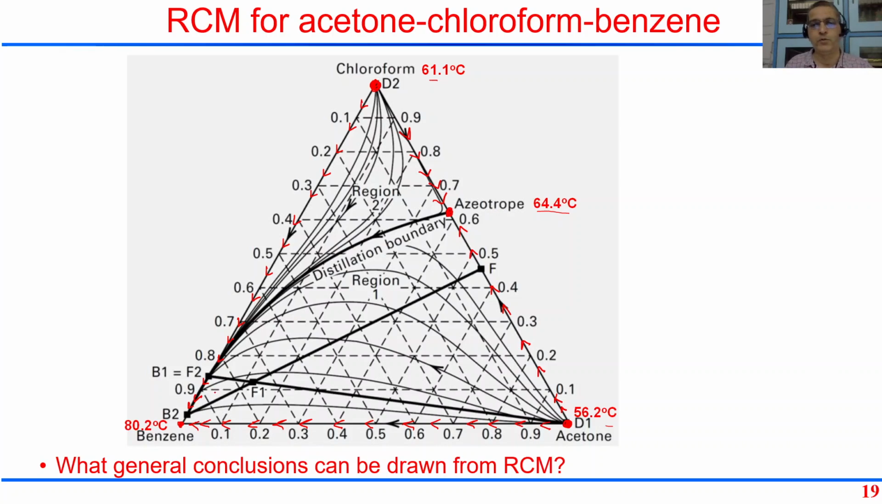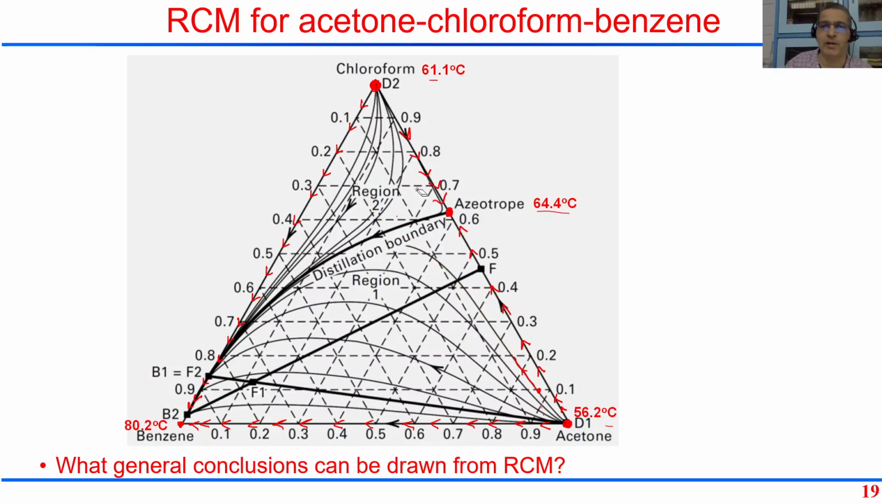Okay, now if you start with some composition somewhere inside the ternary diagram, let's say we start from here, say acetone something like 0.95, then chloroform maybe 0.08, and the rest as benzene. Now the residue composition is going to go like this. You can generate it yourself. It is going to get more and more enriched in chloroform because acetone is more volatile. But as it approaches this point, it cannot go across, because the residue curve is pointing on the right side, it is going to point away.